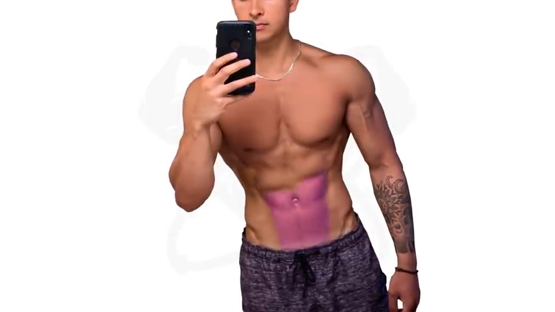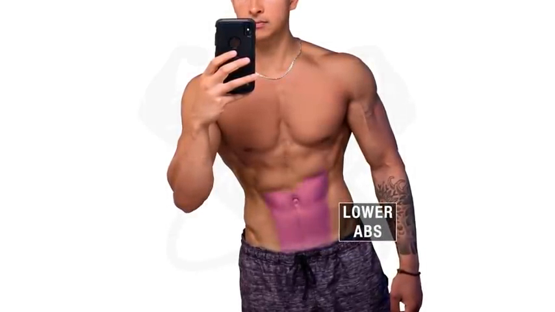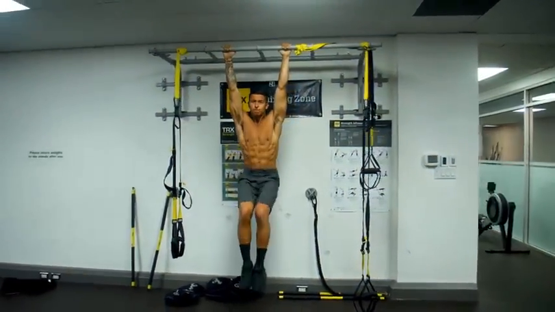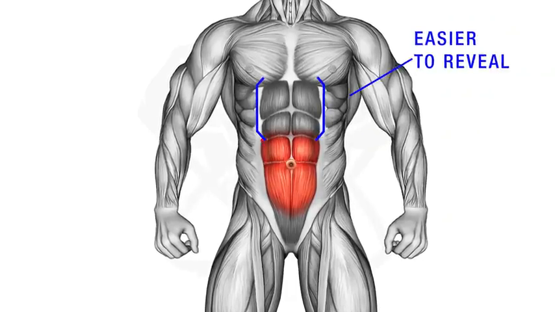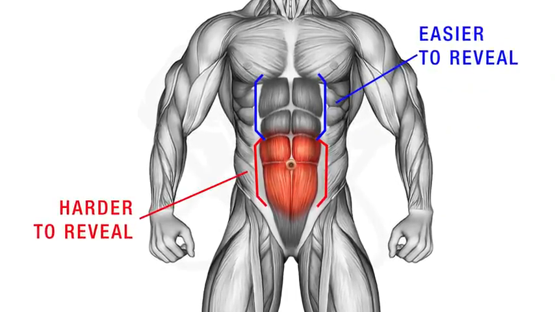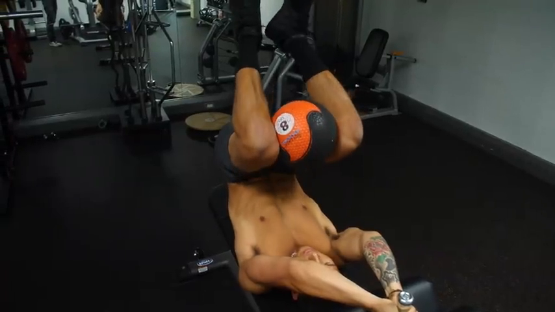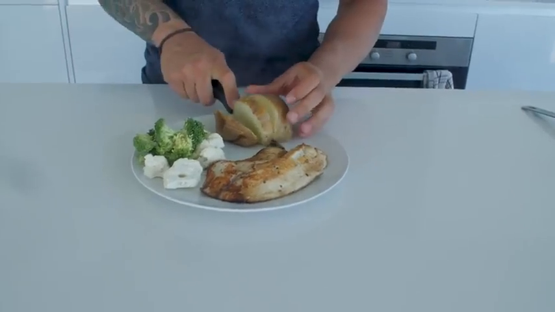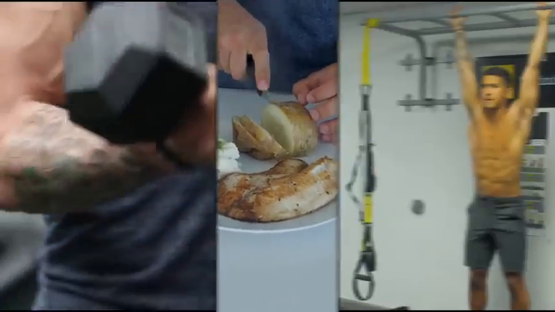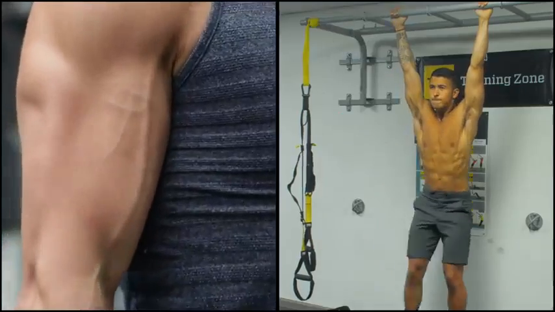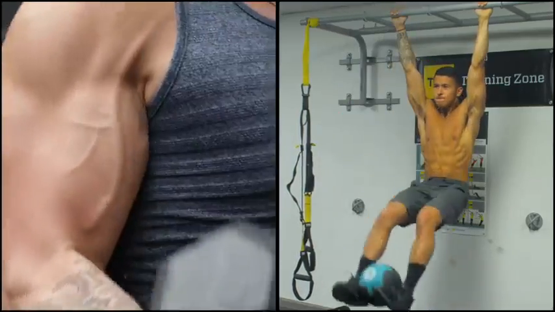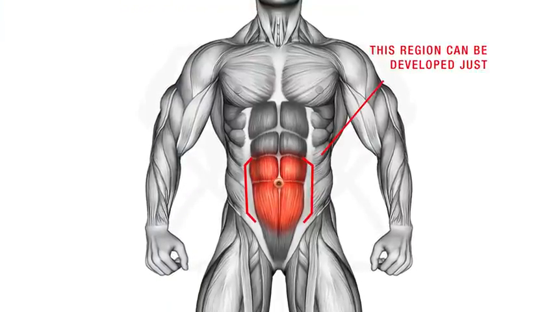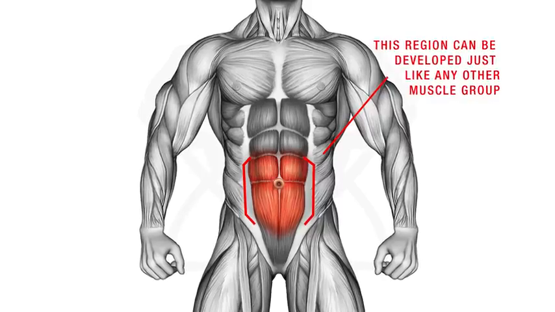The lower abs are one of the most important features that you'll want to develop if you're seeking to complete a well-defined six-pack and achieve an attractive looking midsection. However, it's also typically the most difficult part of the abs to reveal, which is mostly due to the low level of body fat you'll need to achieve in order to do so, and is something that nutrition will be largely responsible for. But although nutrition will play a huge role in revealing your lower abs, just like any other muscle, you can actually prioritize and develop this region of the abs to make them more visible and pop, even at a higher body fat percentage.